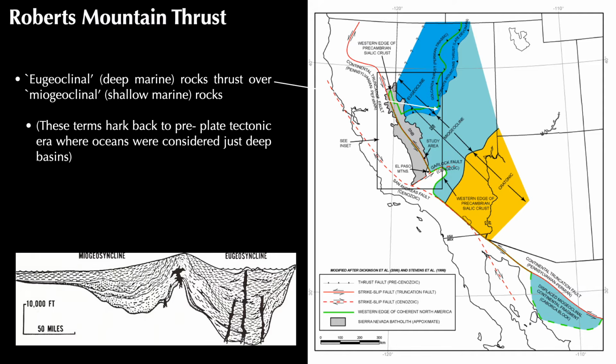These terms are kind of funny because they date back to a pre-plate tectonics era where oceans were just considered deep basins within the global scale continents. But in any case, the main point is there's this big thrust fault that brings deep marine sedimentary rocks from the northwest toward the southeast and sets them on top of much shallower marine equivalents that are similar in age.